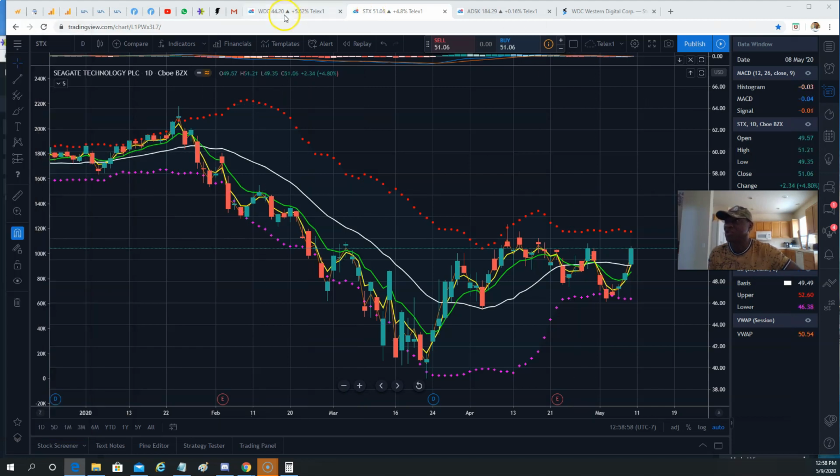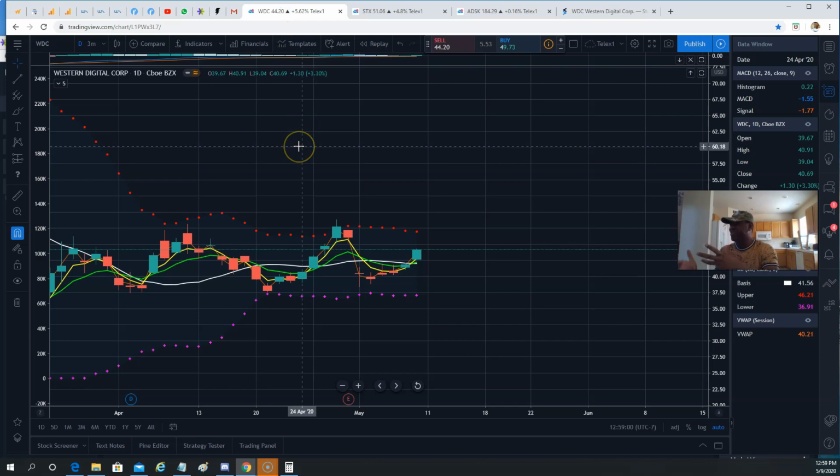So back to Western Digital. By the way, Western Digital and STX are the same industry, right? Some of you in the Discord room, when you're reading this video, it's pretty much the same setup. And I use that very often, where within the same industry, if you have a signal on 1, 2, 3 stocks, that tells you that something will be happening.